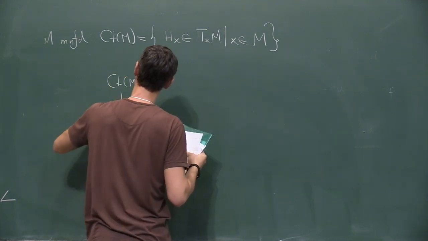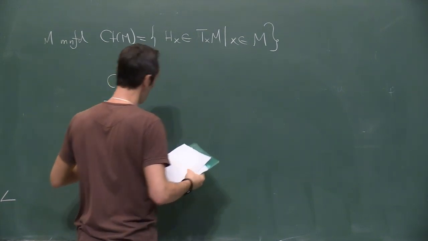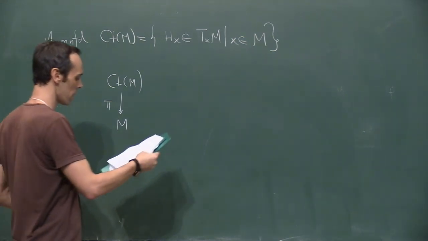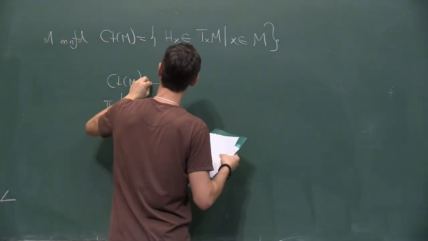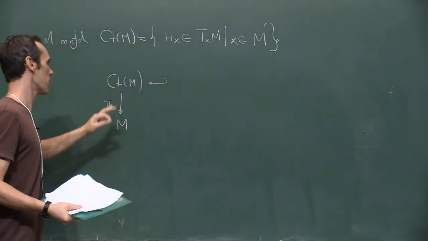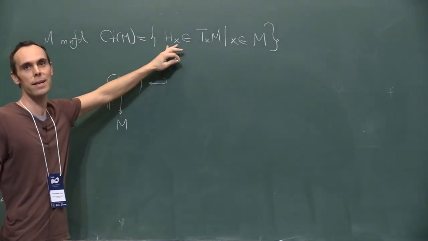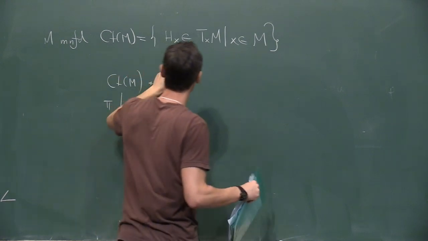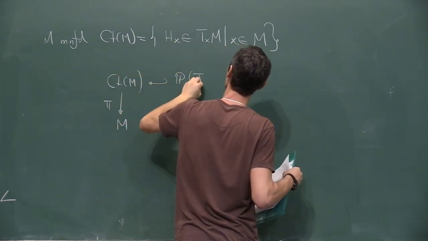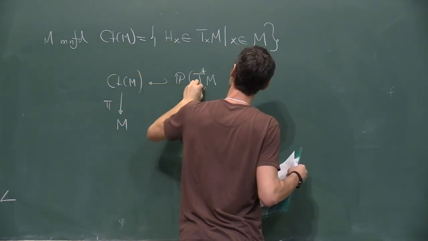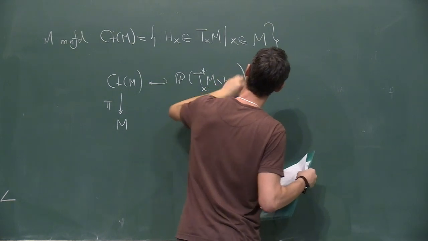So remember that there's an obvious, there's a tautological projection over the manifold. And this is a fiber bundle, so the fiber basically at a given point is the collection of hyperplanes in the tangent space, so it's a projective space. So this is the projectivization of T star of M x minus the origin, right?